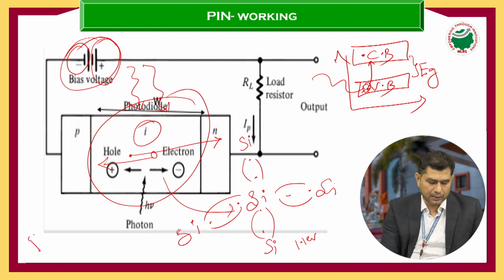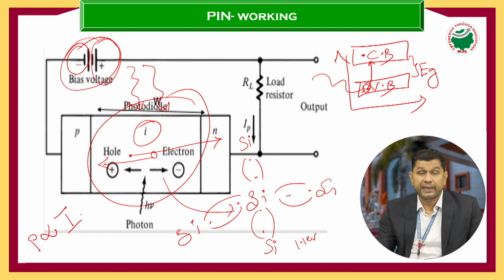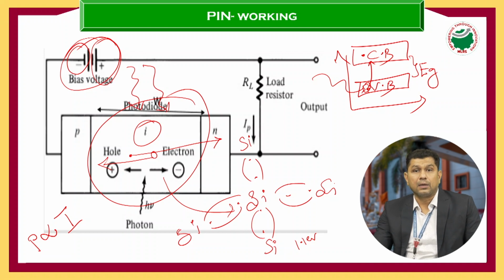The photocurrent is directly proportional to the intensity of the incident light. Suppose you increase the brightness of the light. What is the meaning of brightness? More photons are incident. When more photons are incident, what happened? More electron hole pairs are generated. They are drifted in opposite directions. Electrons are moving towards the n side and holes are moving towards the p side, which in turn increases the current.